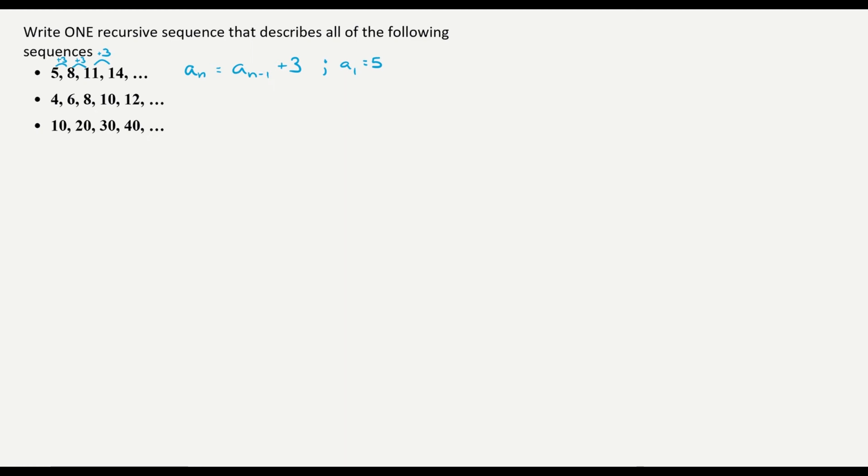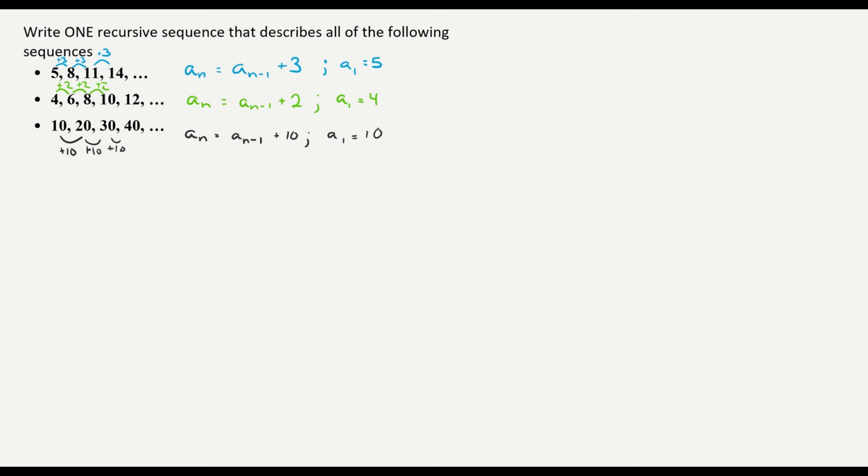The second one, how do I get to the next term? Well, let's see the pattern. Plus 2, plus 2, plus 2. So to get to the next term, I take the previous term, a sub n minus 1, plus 2. And I start at a sub 1 equals 4. Easy. The third one, how do I get to the next term? It looks like I'm adding 10, plus 10, plus 10. So I take the previous term plus 10. And where do I start? At 10.